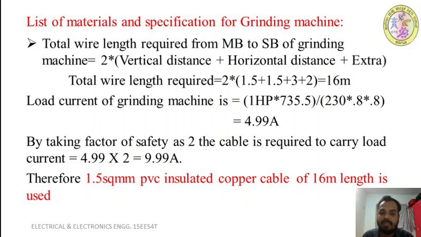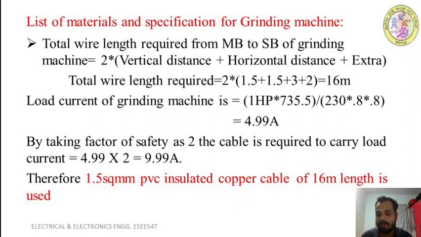While selecting the size of the cable, we have to take the factor of safety as 2. Then the cable required to carry the load current is equal to 4.99 into 2, so that is equal to 9.99 ampere. Therefore, from the cable chart table, we know that 1.5 square mm PVC insulated copper cable is required. What is the total length of the cable? That is 16 meter length, used to take the power from your main board to the switchboard of the grinding machine. So now we have taken power from your main board to the switchboard of the grinding machine.